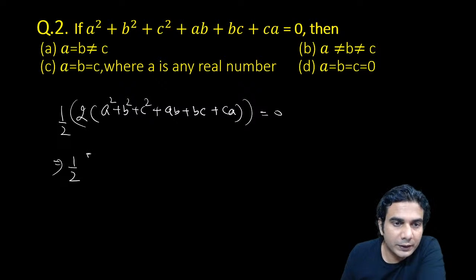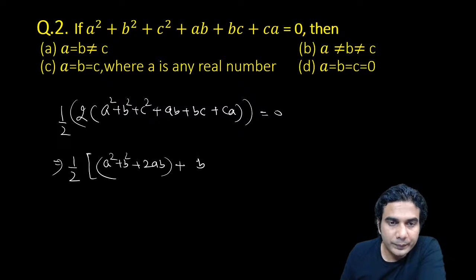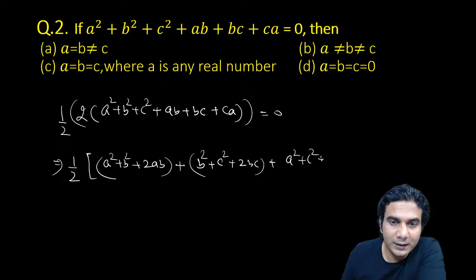Okay. So now this equation will become a square plus b square and club it with 2ab. Similarly, pick b square and c square and club it with 2bc. And the last remaining terms will be a square plus c square plus 2ac. Alright. This is equal to 0.